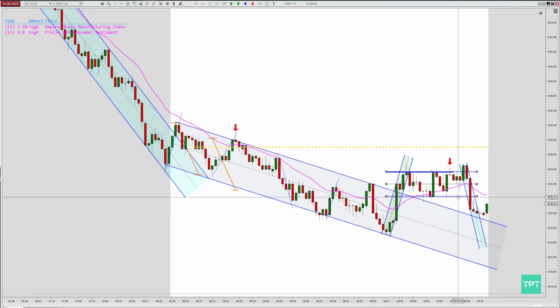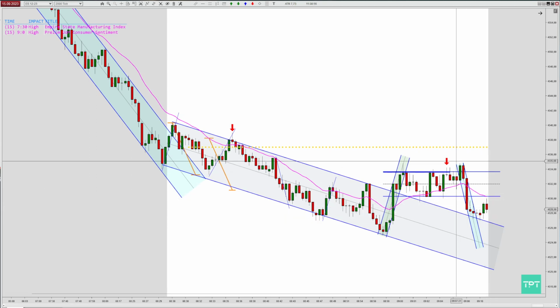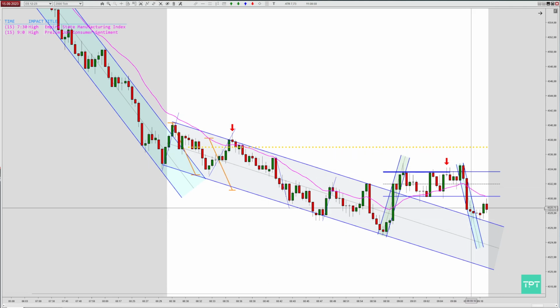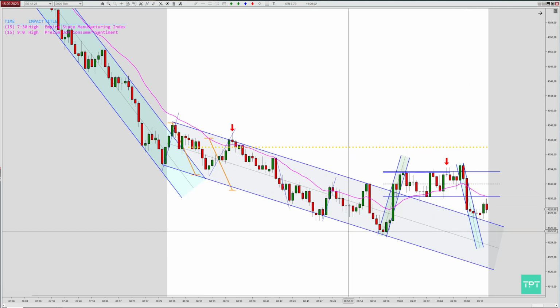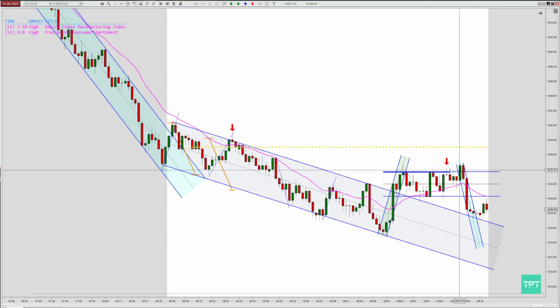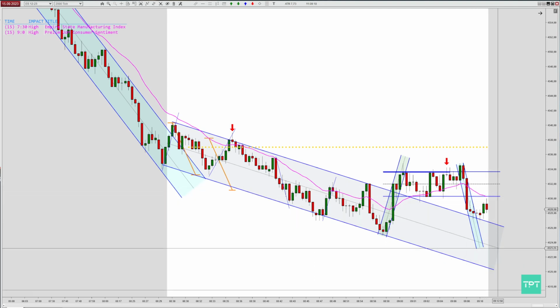Getting a pullback here. And this is a lower high and also the first break of this shorter term downtrend here. We didn't have a retest of the lows just yet. And this is also the first break of this channel. Now the question is, is this a failed breakout out of this range? Do we get a pullback and a continuation lower?